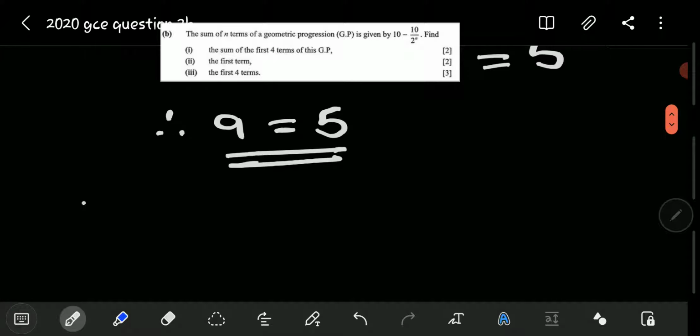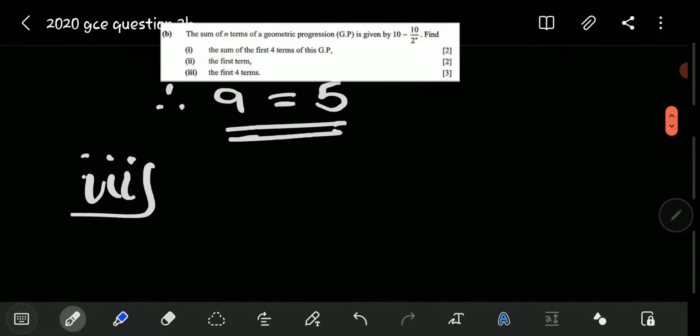We go to the third question, which is saying find the first 4 terms. So we need to find the first term, the second term, the third term, and the fourth term. And this can even help us validate whether the answer we found in A is actually true. So how do we go about this? We have the first term, okay? We don't have the second, the third, and the fourth term.